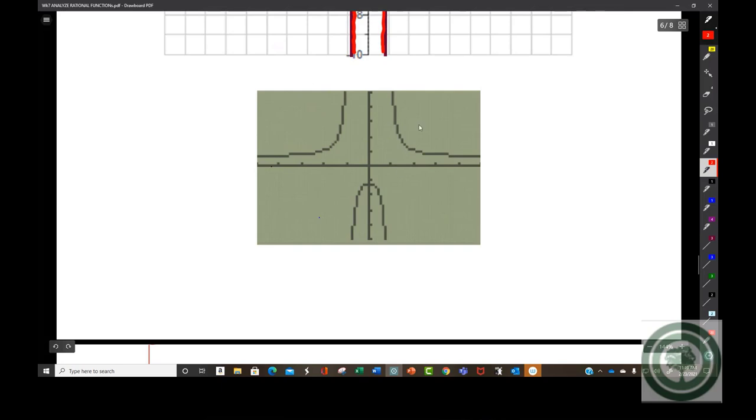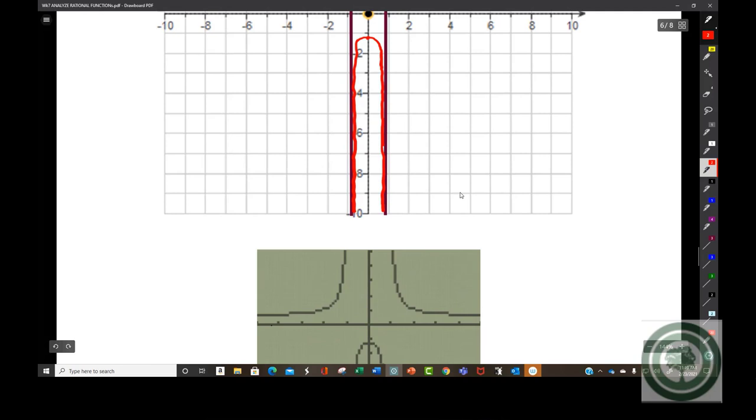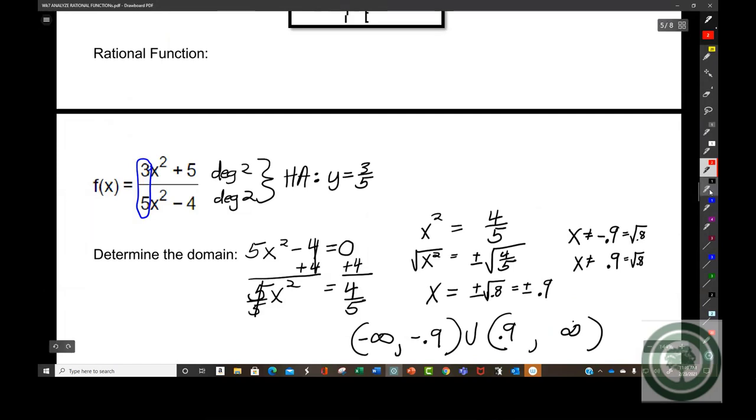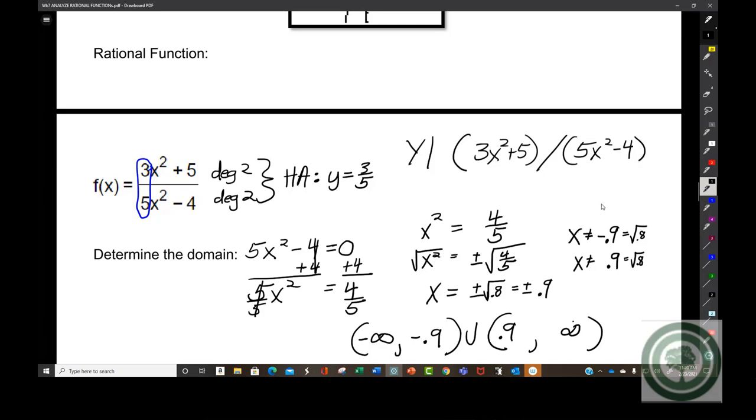Incidentally, this was a good, easy graph. I didn't have to do anything weird to the X and Y axis. Incidentally, to graph this on your graphing calculator, you would have to put parentheses around the top. So if you were at Y1, you would say paren 3X squared plus 5, parenthesis closed, divided by paren 5x squared minus 4. You have to group the top and the bottom together, everything in the top together, everything in the bottom together, unless you've only got one term. And as you can see, you've got two terms here, two terms here.